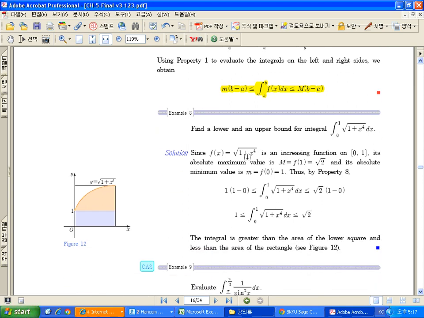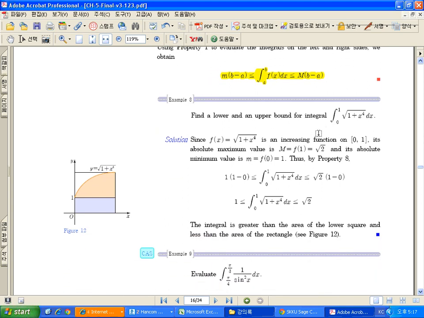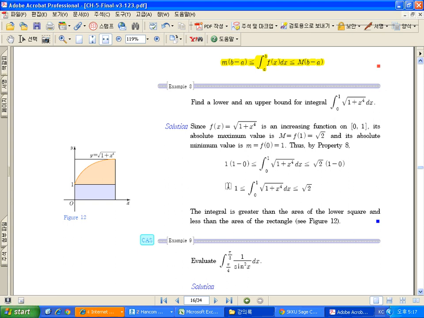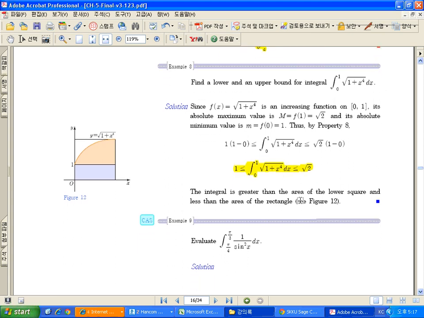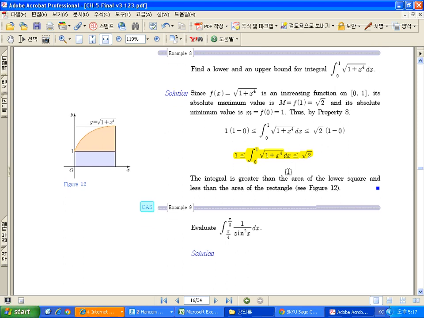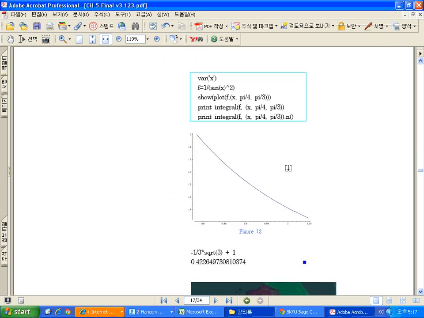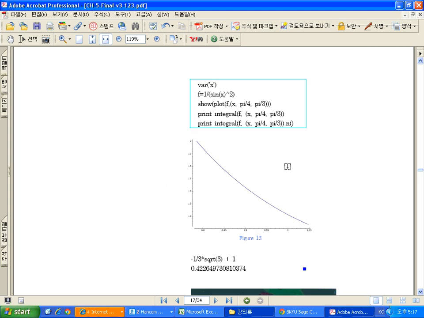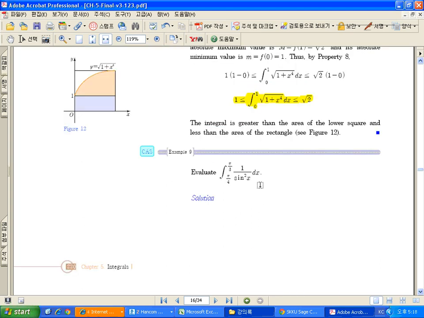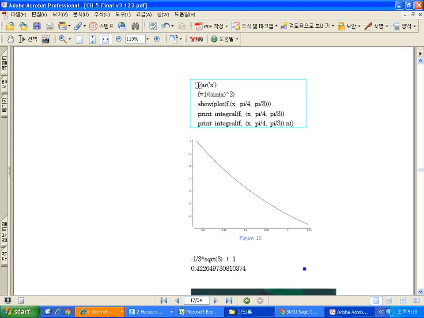Find the lower and upper bound for the integral. Since the function is in here, the area is always bigger than this one and less than 1 times the height of the square root of 2. So these are the things that you already know, and here is what you can utilize.